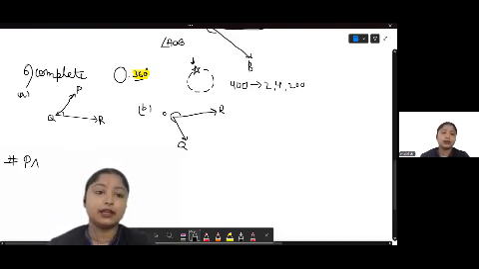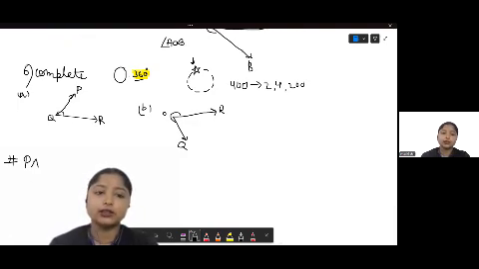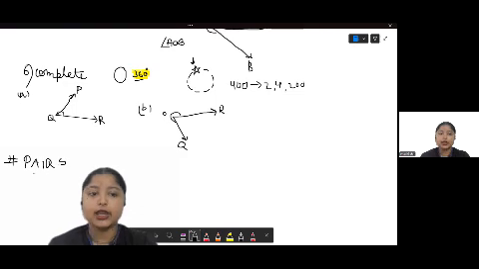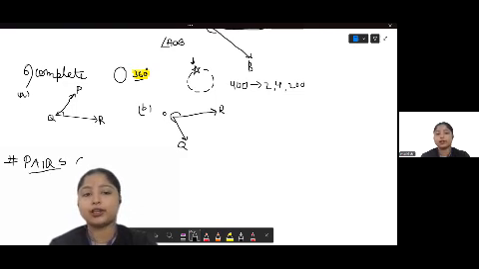So now we are going to do the new topic, as I've told you, that is pairs of angles. In this, we will look at the different pairs of angles that are made. And what do we call them? Pairs of angles.